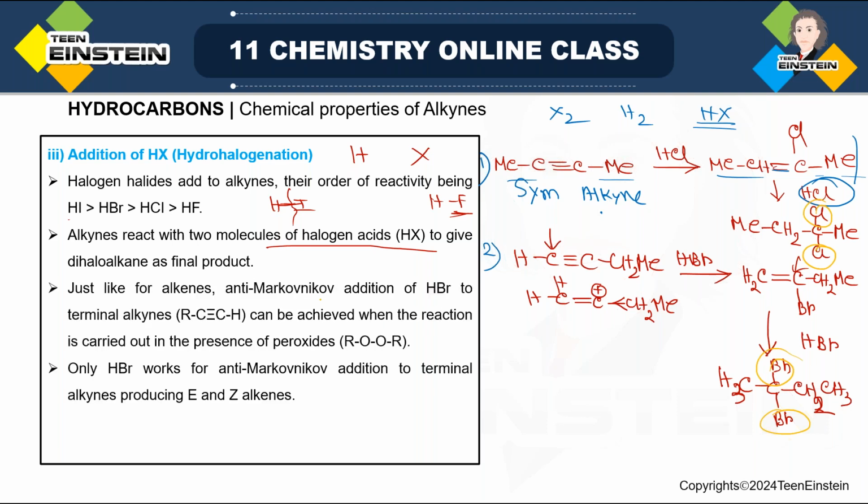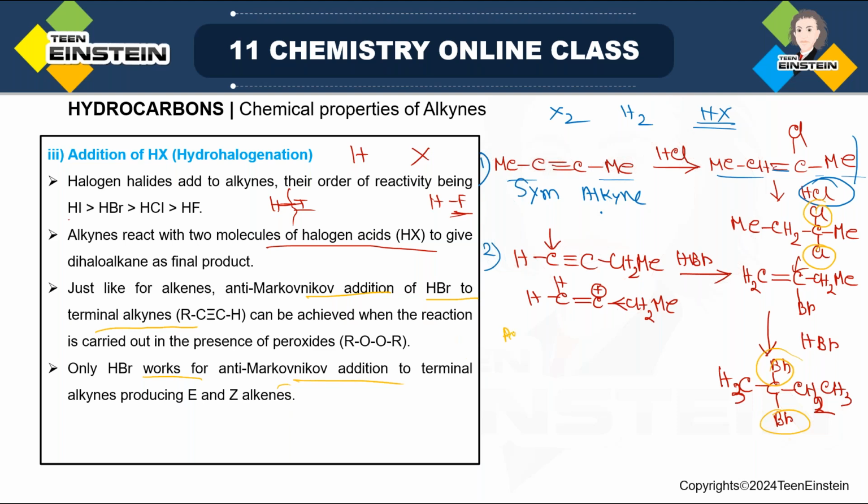So just like the alkene, anti-Markovnikov addition is also possible. If you are adding HBr, you know anti-Markovnikov is applicable only for HBr. So anti-Markovnikov addition is possible when you have some unsymmetrical alkyne, so it has to be a terminal alkyne only. It is possible if you are doing this reaction in presence of some peroxide, then only anti-Markovnikov is possible. And only HBr works for this anti-Markovnikov addition to terminal alkyne. And when you are getting the double bond, if you just consider the first alkene, both E and Z are possible.